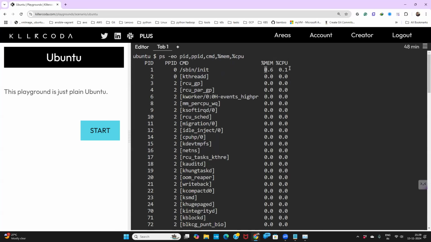Okay, this is the top CPU utilization. See, all are zeros only. At this moment, no application is running, so it is showing 0. Out of that, it shows which is utilizing the highest. The init process is consuming a lot.